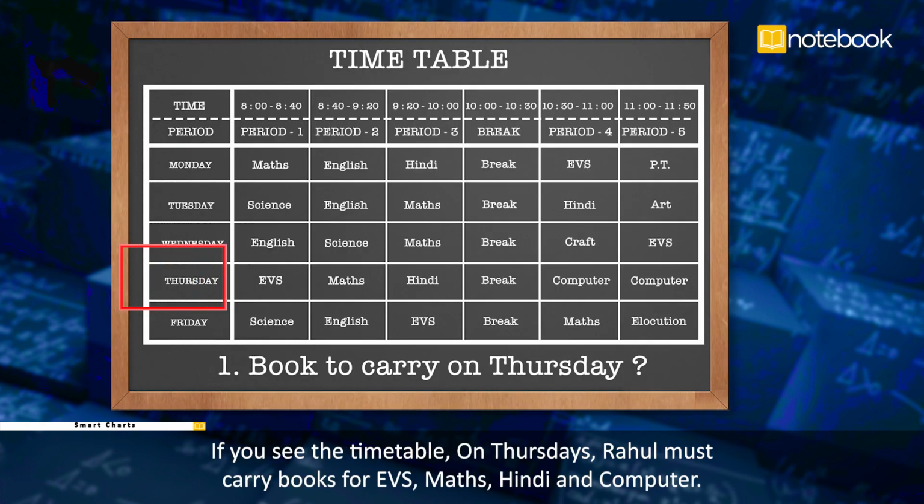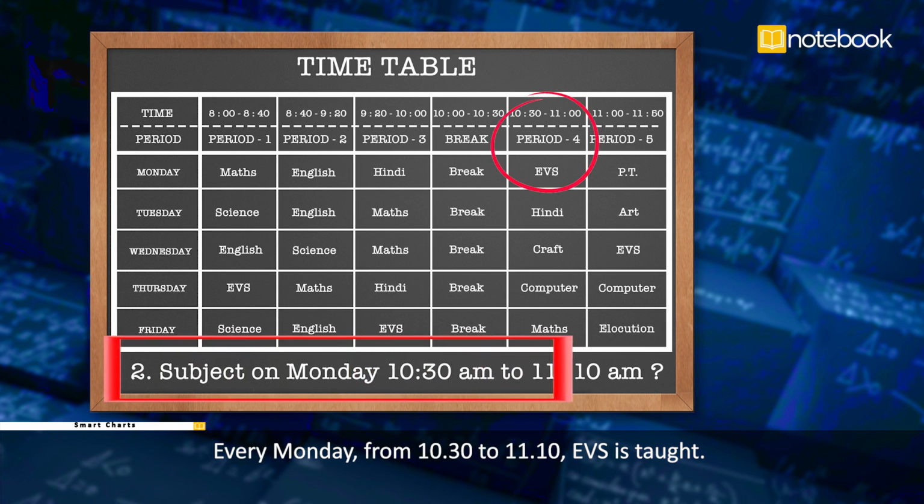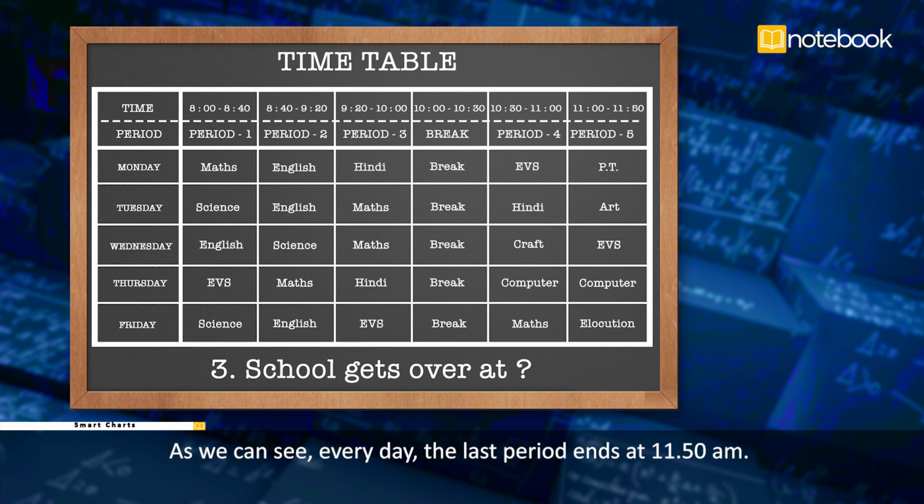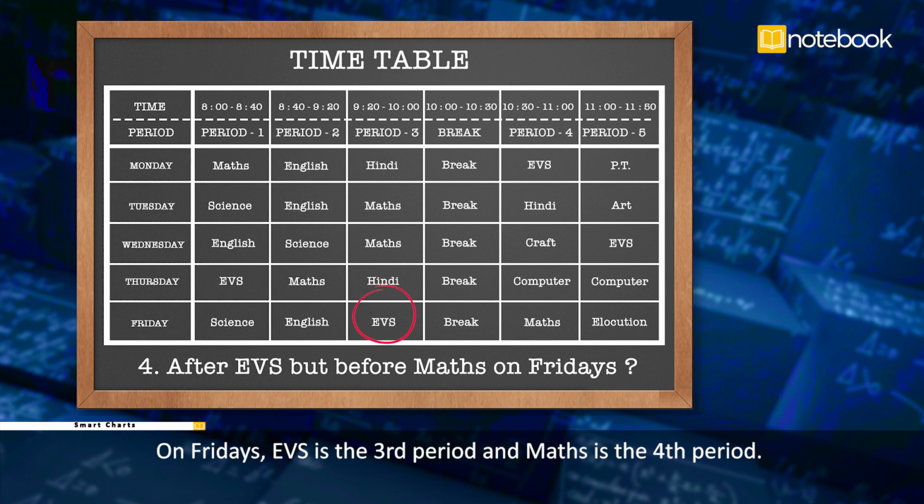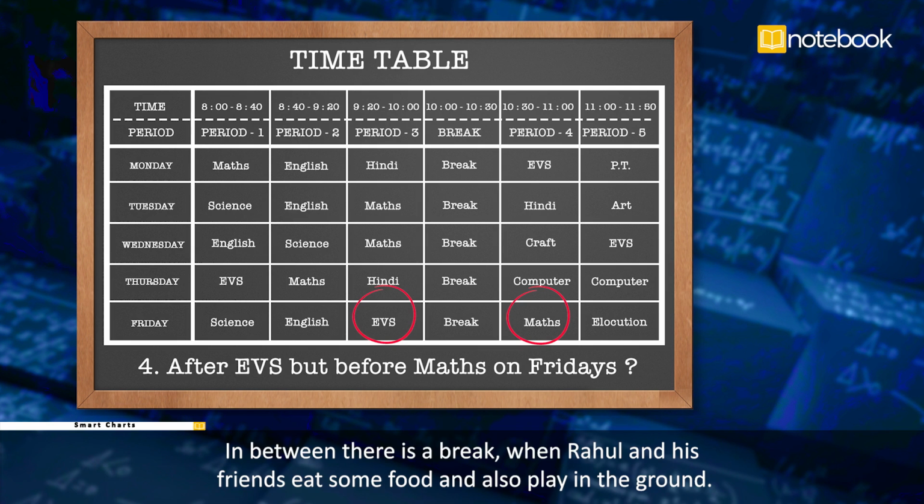If you see the timetable, on Thursdays, Rahul must carry books for EVS, maths, Hindi and computer. Every Monday from 10:30 to 11:10, EVS is taught. As we can see, every day the last period ends at 11:50 a.m. That is when Rahul's school gets over. On Fridays, EVS is the 3rd period and maths is the 4th period. In between, there is a break when Rahul and his friends eat some food and also play in the ground.